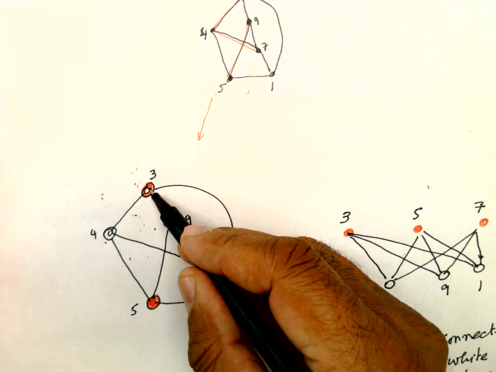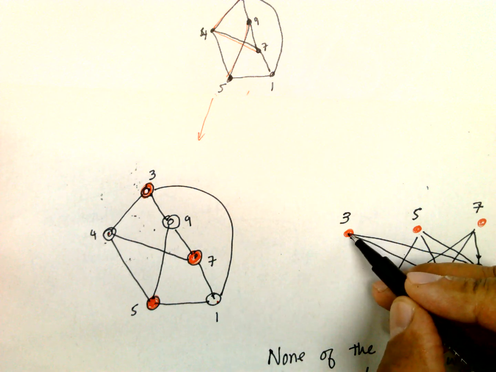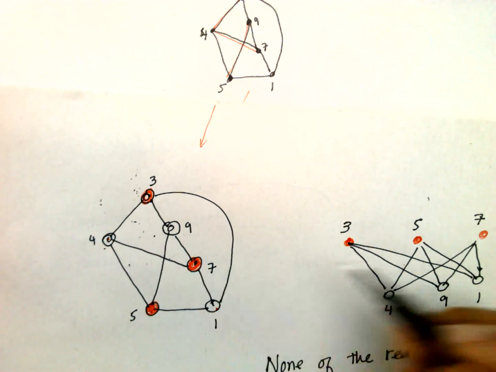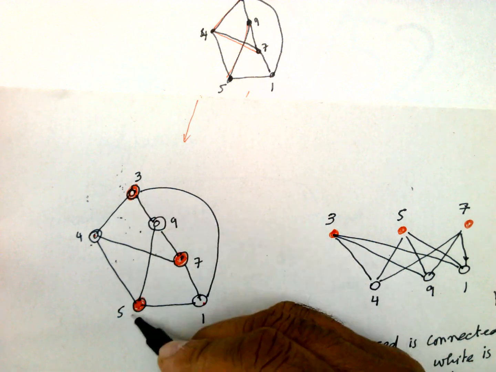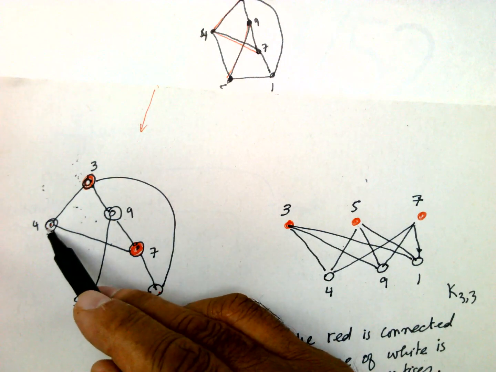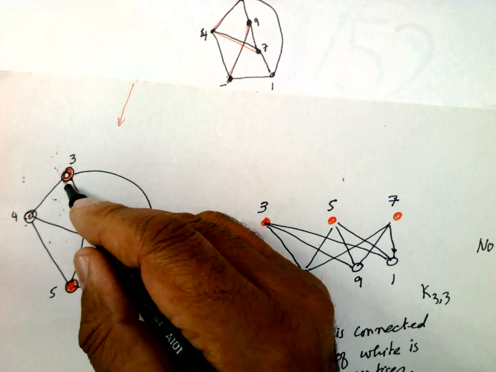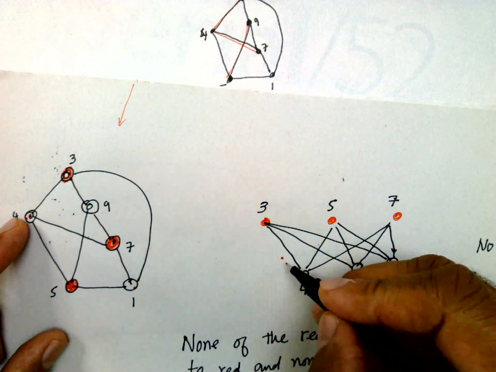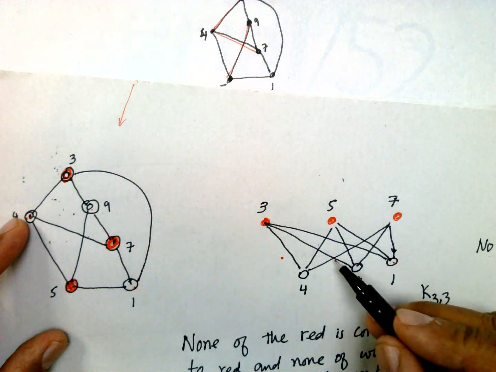3 is linked to 4 and 1. So we write down the red ones on top: 3, 5, and 7. And the rest are 4, 9, and 1. So 3 is linked to 4. 3 is linked to 1. And 3 is linked to 9.